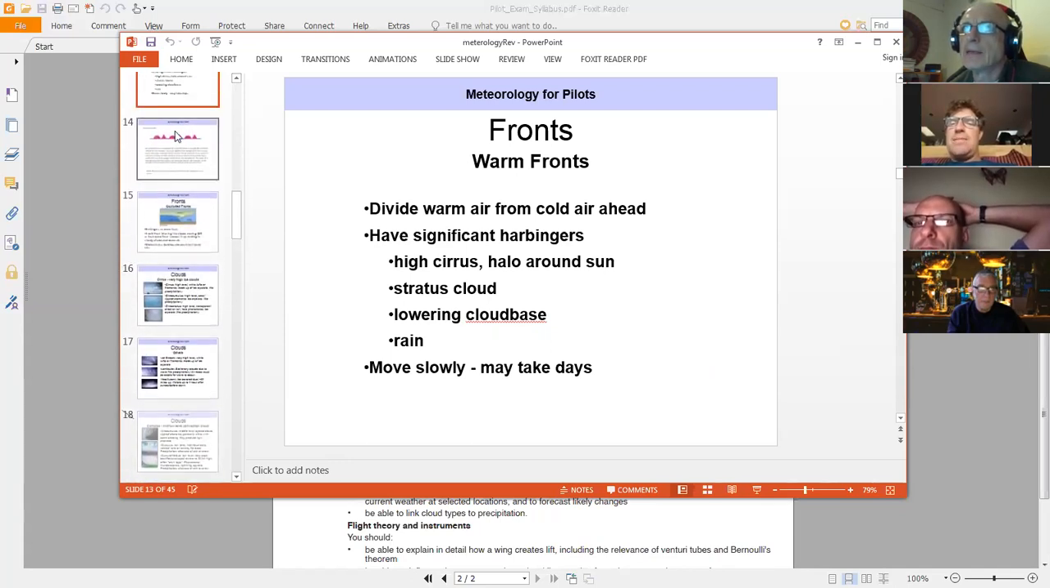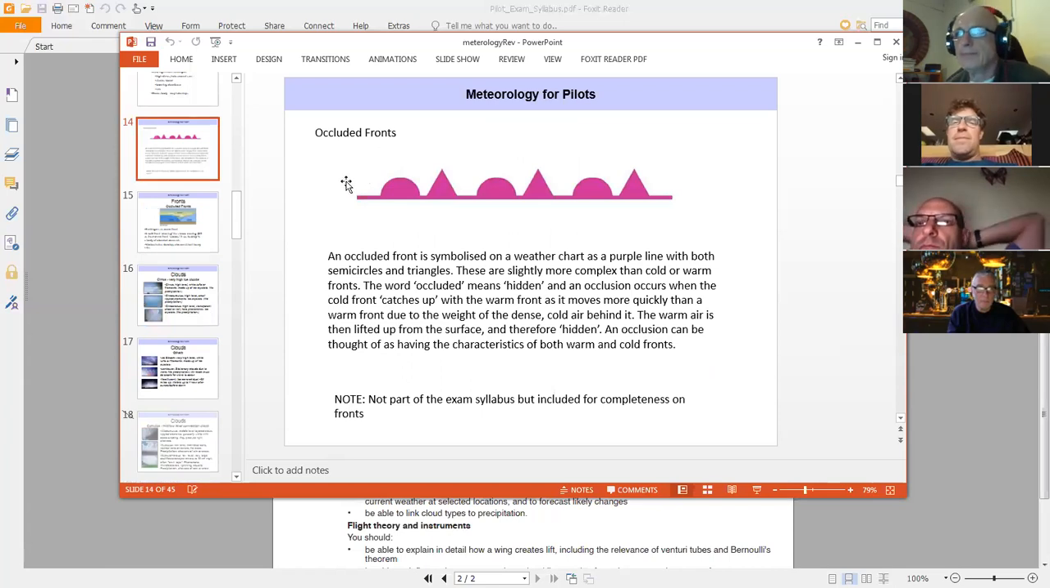So the other fronts you get are occluded fronts. Again, not part of the exam syllabus, but it's included for completeness on fronts. Because particularly when you start looking at synoptic charts, you'll see this a lot. You'll see this mixture of cold and warm fronts, which is an occluded front. It's basically where a cold front catches up with a warm front. Cold fronts go faster, so it's quite common to get occluded fronts because they'll catch up.